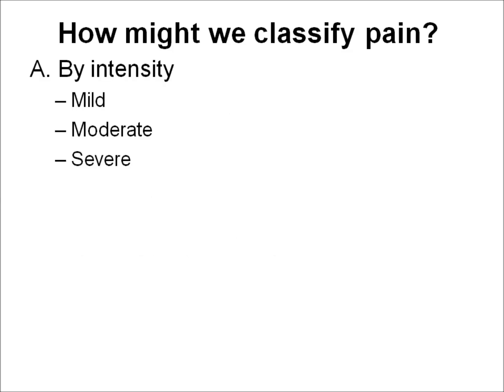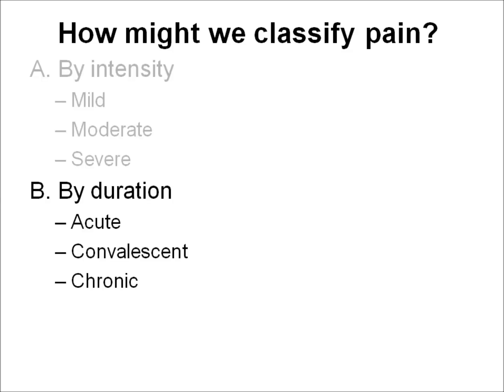If we think about intensity, we could easily classify pain as mild, moderate, or severe. If we classify pain by duration, we can classify it as either acute, chronic, or an in-between convalescent pain. Acute pain lasts up to 2 weeks. Convalescent pain lasts between 2 weeks and 3 months. And if pain persists beyond 3 months, we would call it chronic pain.